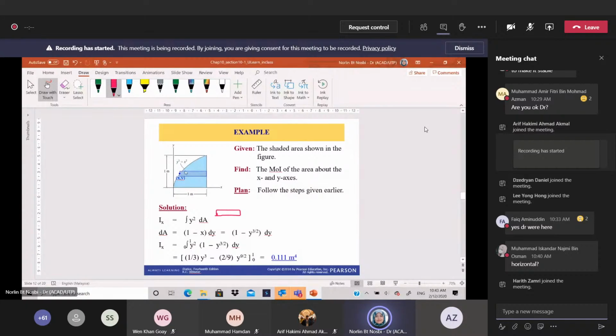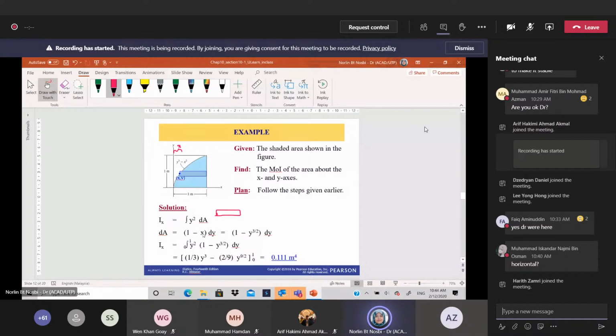You want to find the area. It is 1 along this one from the origin until the end here. This one is 1 minus x, where x is from here to here. So then you will get the length of this rectangle. The length is 1 minus x. So you know the dA.